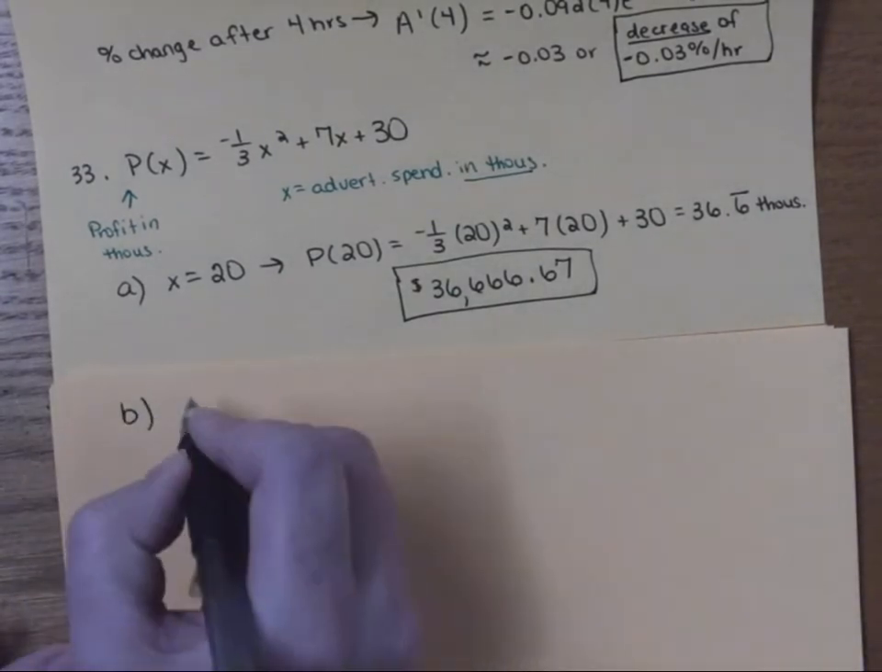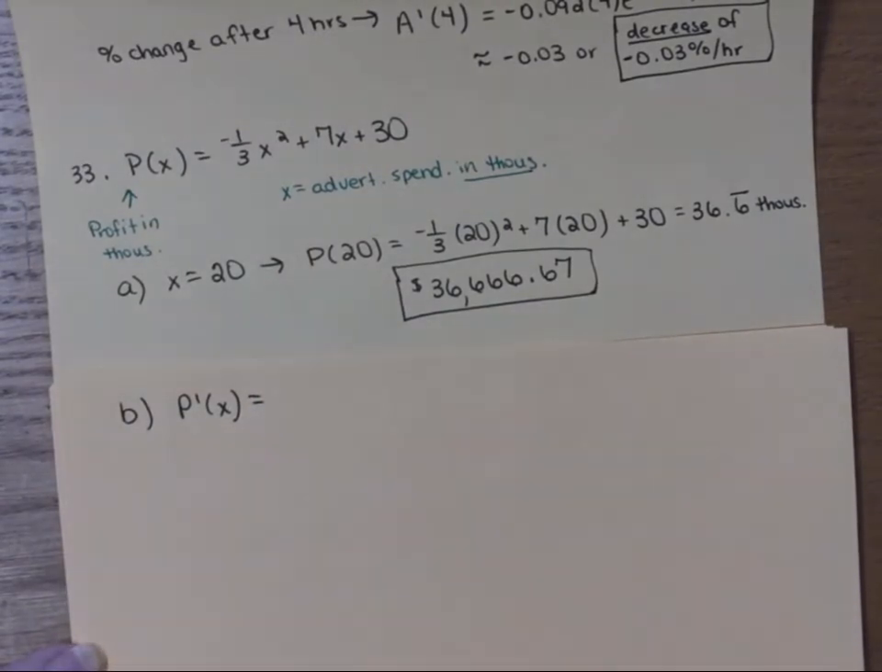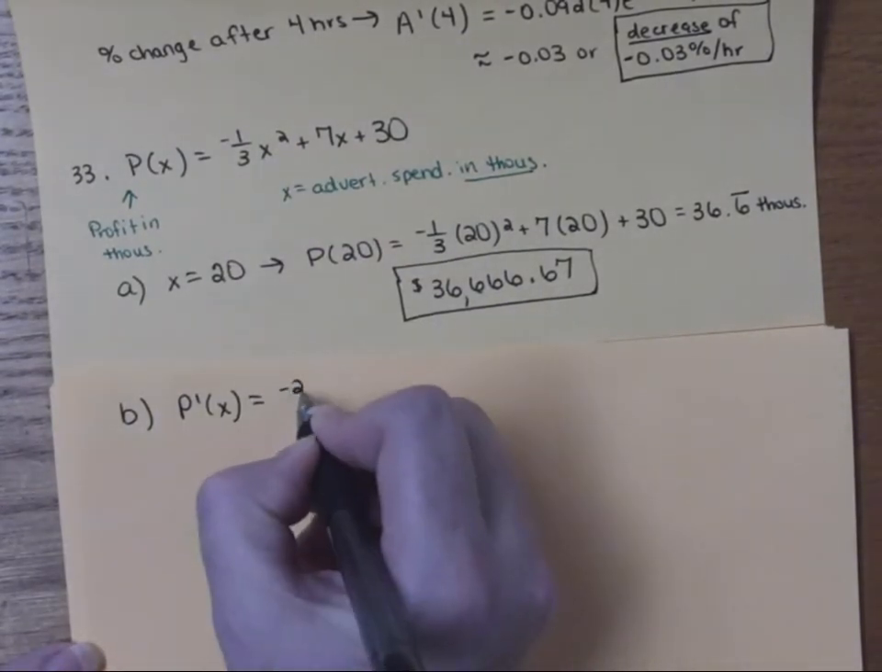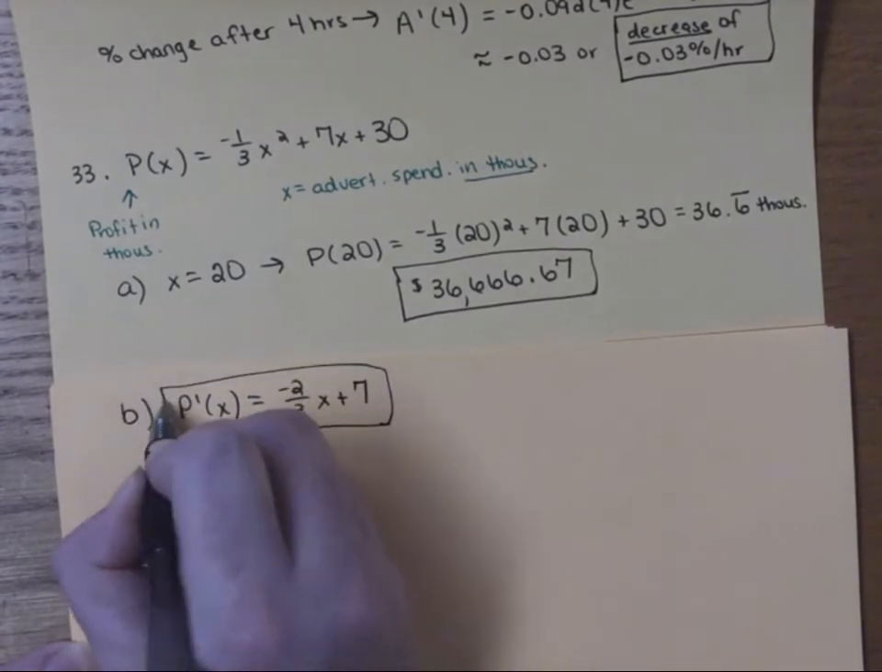Okay, part B doesn't even make you guess for it. It just tells you, hey, find the derivative. So if we move the power out to the front, we'll get negative 2/3 x plus 7. Okay, so that's all there is for part B.